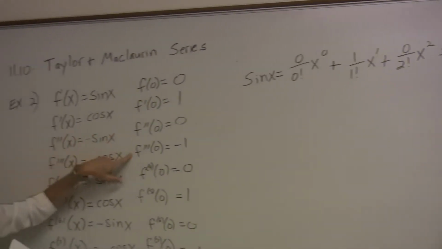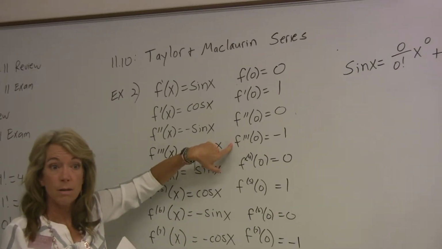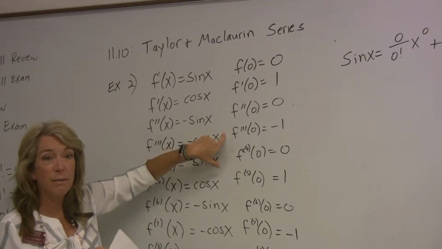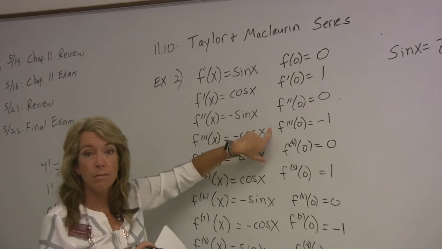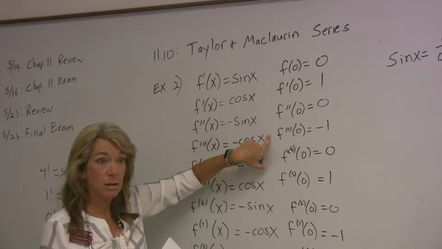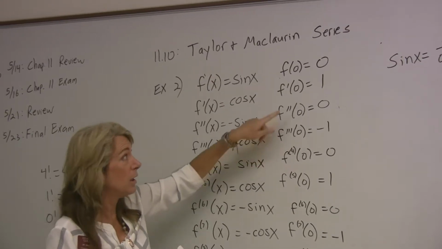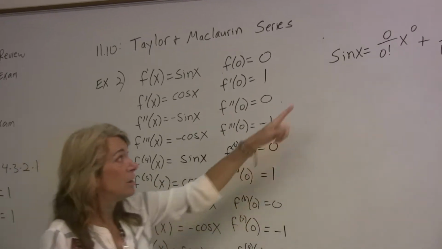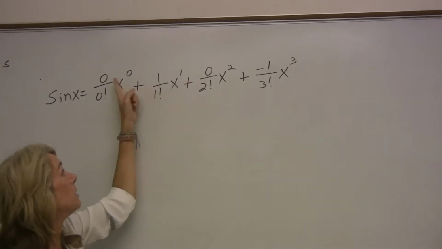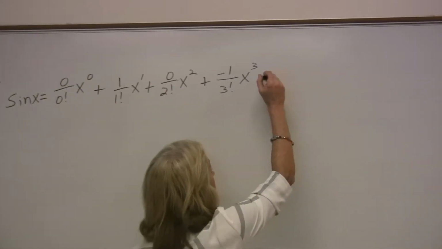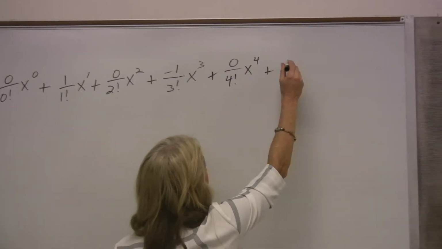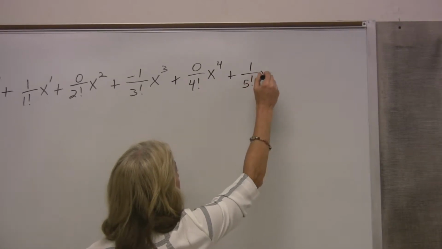I got the first 4 of them done here. I might write out just a couple more. You don't have to do all of them, I'm going to write a couple more for me to figure out what happens in this series once we simplify it. Are there any questions on where I'm getting these numbers? Is everyone clear that these numbers here, these derivatives, are these coefficients, these numerators? 0, 1, 0, -1, so the next one will be 0. I've got 4 factorial x to the 4th. The next one will be back at +1 over 5 factorial x to the 5th.